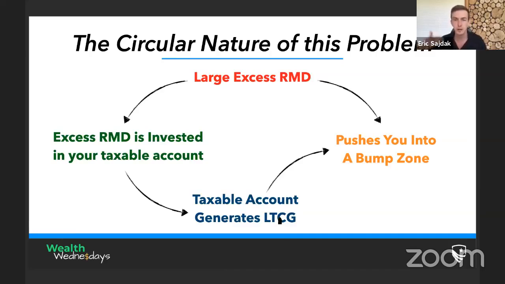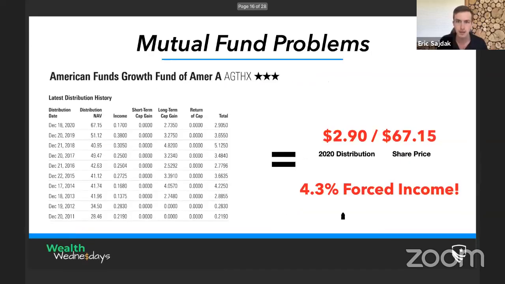And so it's a huge, this is why RMDs are so important to take care of, because they overflow into so many other problems. In this presentation, we're talking about capital gains. So we'll see the circular nature of this overflowing problem. Okay, so let's go back.